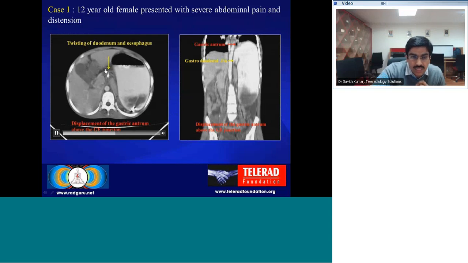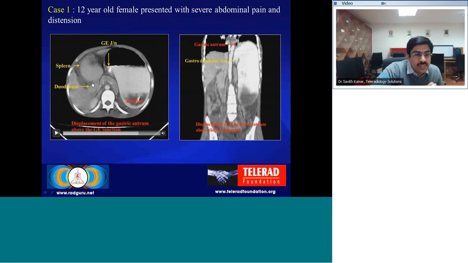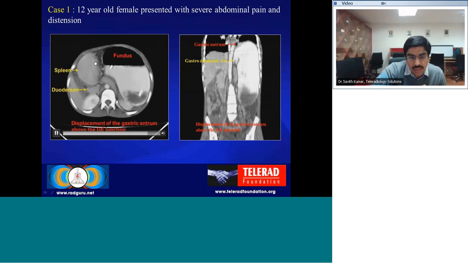So this is the twisting, where there is twisting of the stomach, and as we go down, this is the body of the stomach, and this is the fundus of the stomach, and this is the gastroesophageal junction. So the gastroesophageal junction is below the gastroduodenal junction, and the stomach has a vertical orientation. What we also see in addition is the spleen, which is present on the right side below the liver. So this is the spleen, and this is the fundus of the stomach.